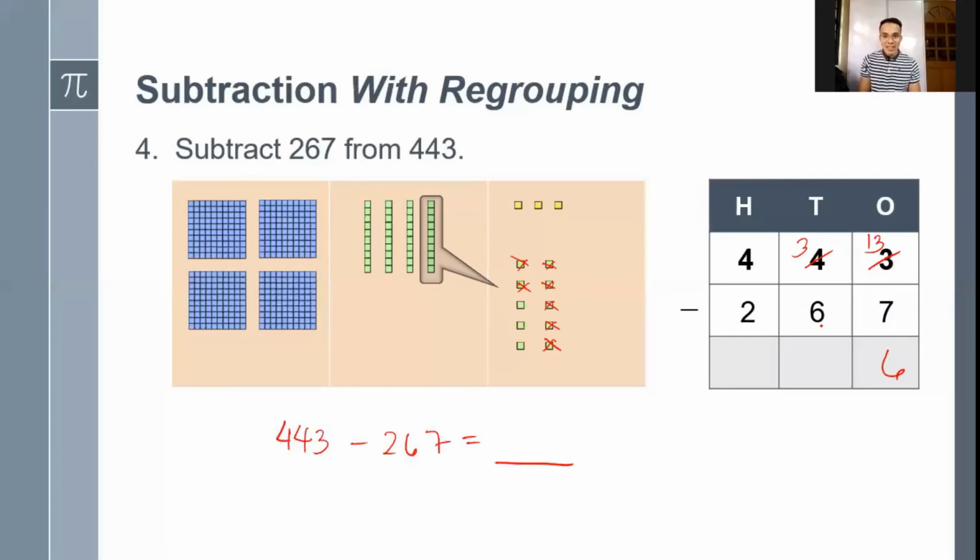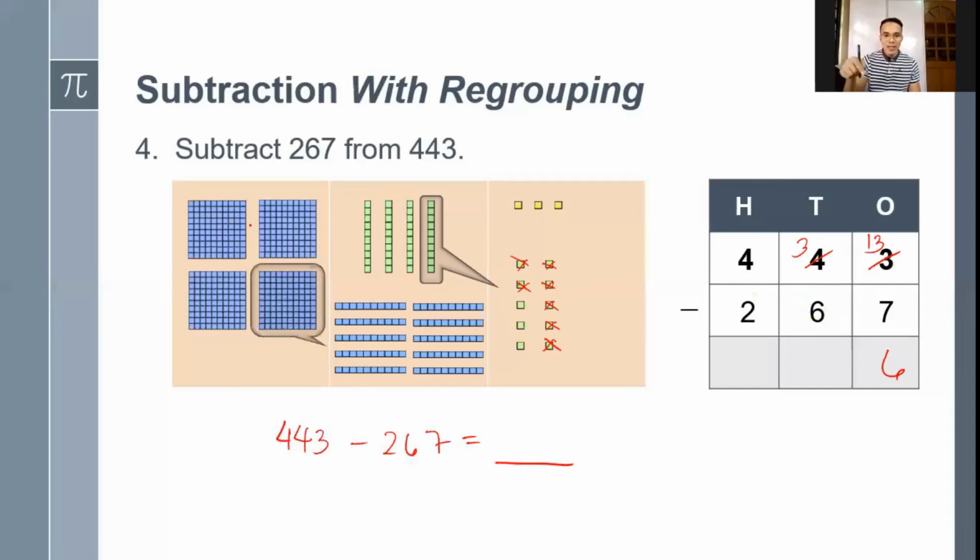3 tens, take away 6. Cannot be. Again, cannot be. So what do we do? Regroup. We have to get help from the neighbor. Regroup the hundreds. 100 is the same as 10 tens. So from 3 tens, how many tens do we have now altogether? We have now 13. Look at this. From 3, this now becomes 13. And from 4 hundreds, we have 3 hundreds left.